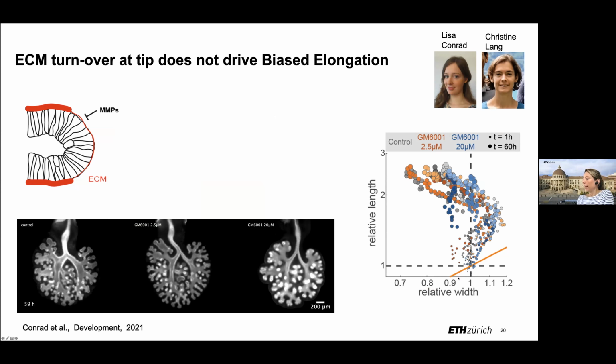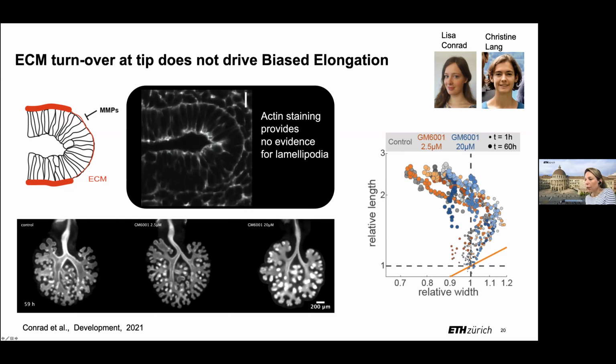I should maybe explain this. If the points would be on the orange line, we would have uniform outgrowth. And what you can see here, we have over time more lengthening. So the length of the branches increases and the width, however, decreases rather. So we're not getting as much widening as lengthening. So we have clearly the bias in outgrowth. And we also looked at actin staining, and we see no evidence for actin at the front. And so that would not support any lamellipodia or whatever.